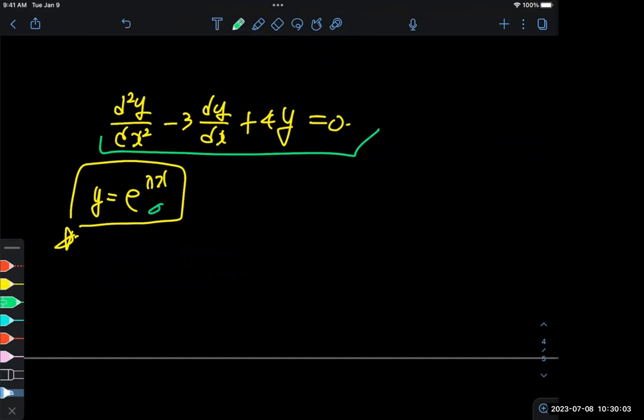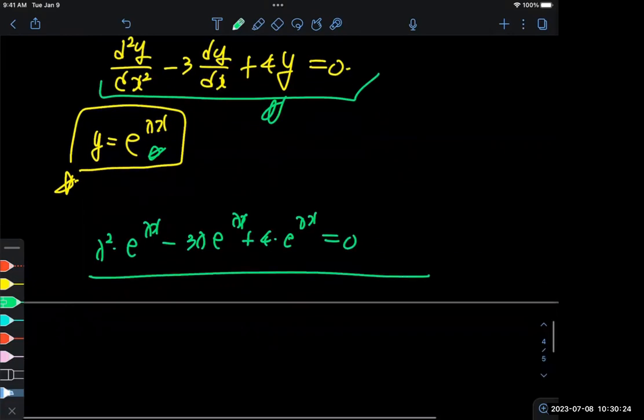So let me quickly differentiate this twice. I get lambda squared e to the power of lambda x, minus 3 lambda e to the power of lambda x, plus 4 times e to the power of lambda x. I just differentiate twice and once and substitute all of it into the equation that we started with.